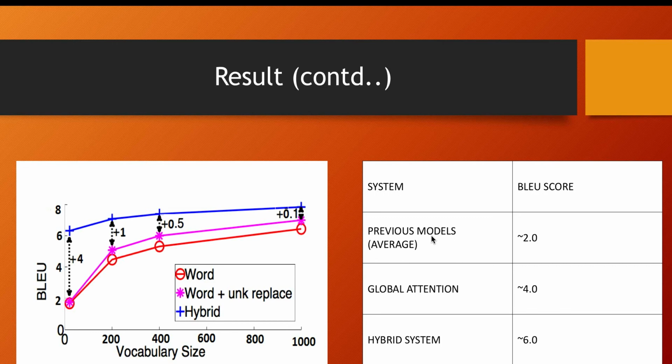So on the right side, we can see that the previous models gave about 2 score, and using global attention method on those models gave me about 4 BLEU score, and the best was when hybrid and global attention both were used together to get me a high BLEU score right from the beginning.